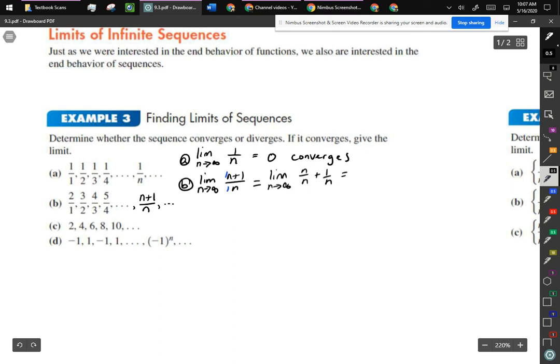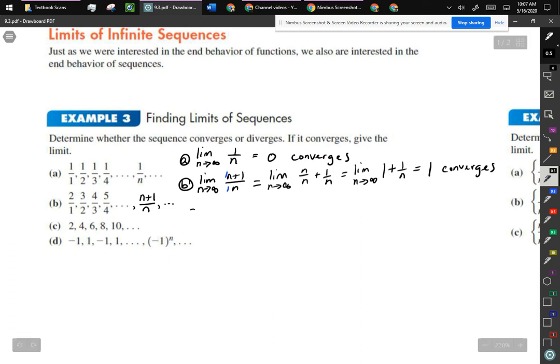In this case, n over n, it doesn't matter if it's a billion over a billion, infinity over infinity, that is 1. So we're left with the limit as n approaches infinity of 1 plus 1 over n. Now I can see that 1 over n is going to be 0, and so this is just going to equal 1, and again, this converges.